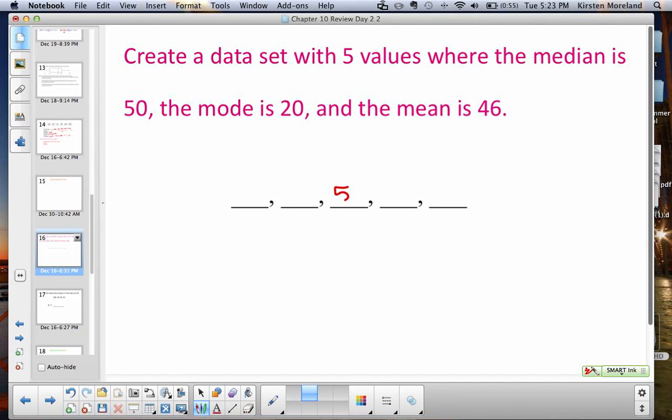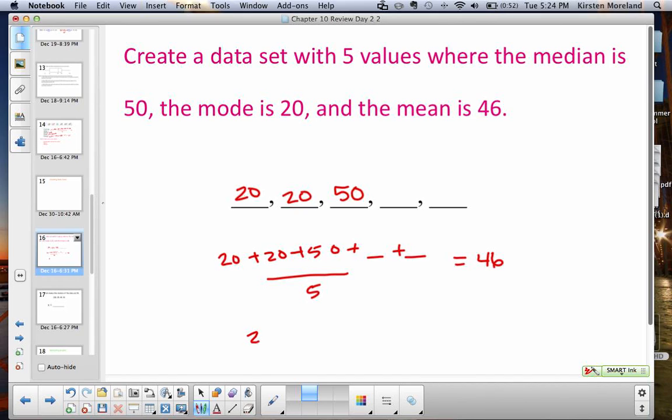So I'm going to put in 50 right away because I know the middle, or the median, is 50. I know the mode's 20, which is less than 50, and if it's going to have a mode, that means it needs to repeat twice. The last thing is the mean is 46, which means when I add this up plus 2 other values and divide it by 5, it better equal 46.